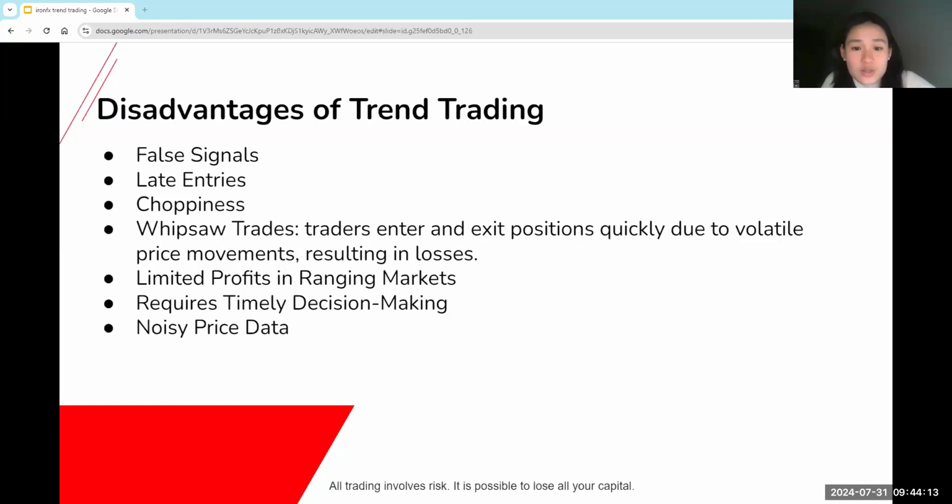Noisy price data. Trends can be distorted by noisy price data and short-term fluctuations, and this can lead to misinterpretation of the underlying trend direction.